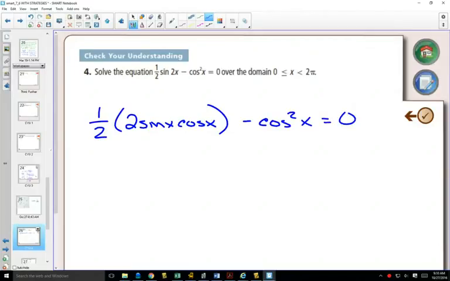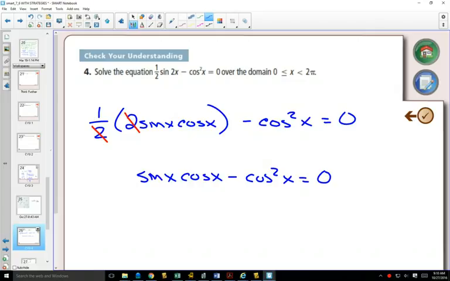minus cos squared. If we multiply the half by this, the 2's are going to cancel out. And we have sine x cos x minus cos squared x. Now, in this one, if we wanted to, we could change the cos squared to 1 minus sine squared. But that still wouldn't change everything to have the same trig function, because we'd still have a cos x over here. And we can't change the sine x because it's not a sine squared. So there's no way that we can change everything to be the same trig function.